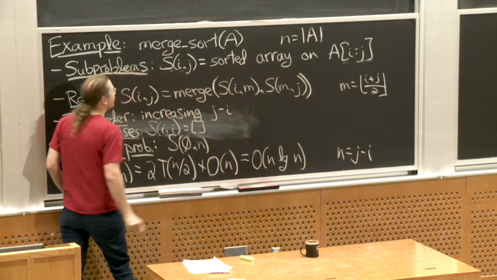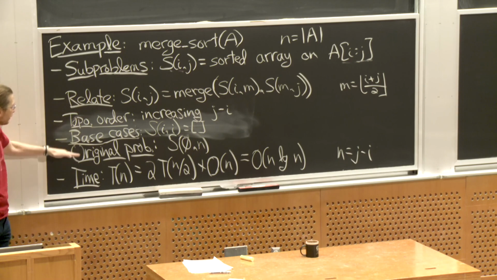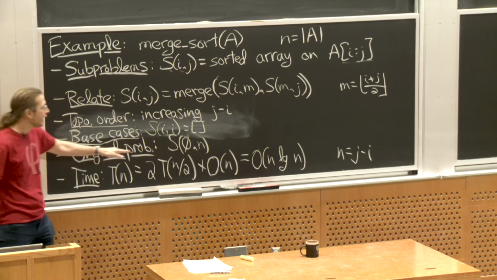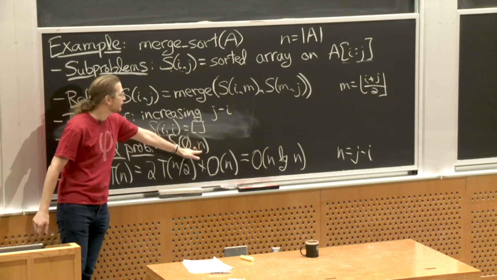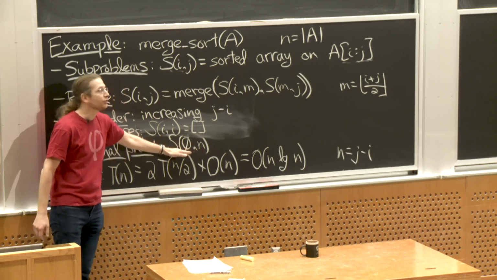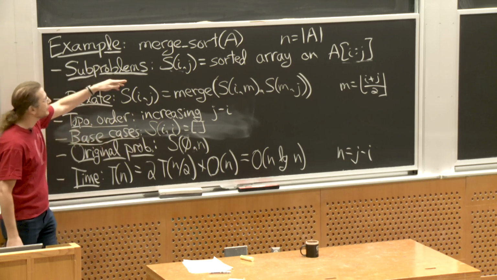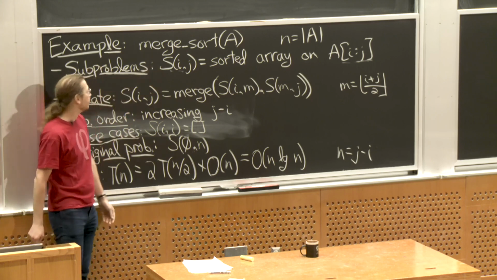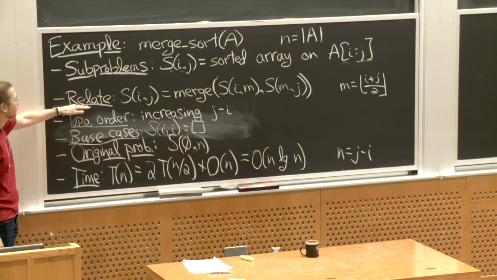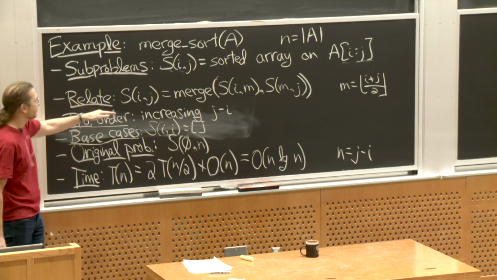So this is something that I might want to solve. The original problem that I want to solve is S of 0, n, where n is the length of the array. So that's what I actually care about in the end. But we're going to solve that by writing it recursively in terms of sorting different subarrays as follows. This is the recurrence relation. I've written it very simply here.